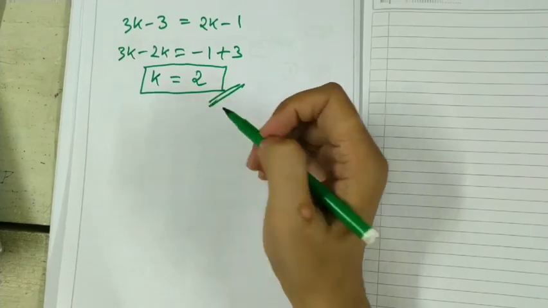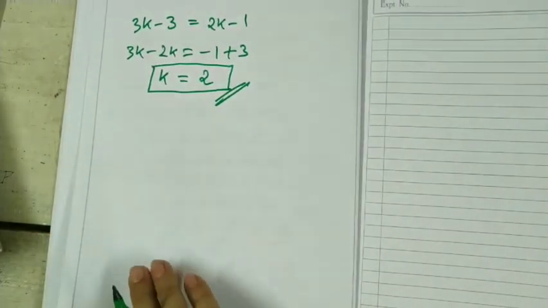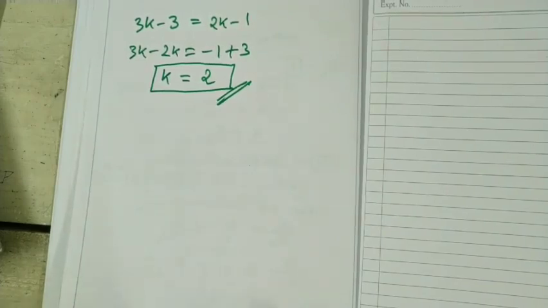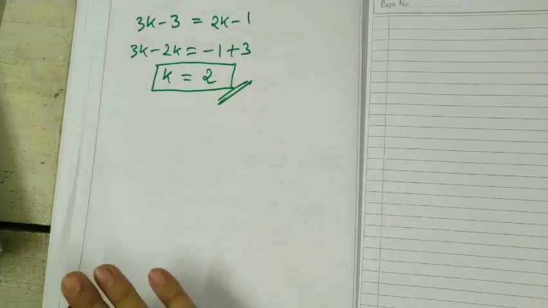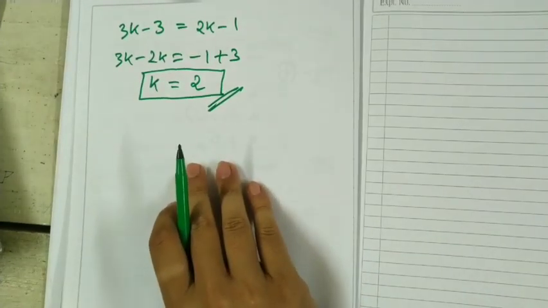So in this video we have done question number 2 of exercise 3.5. Both the questions, Roman number 1 and Roman number 2, we have done, and both are very easy questions. At the same time, these questions are very important questions.